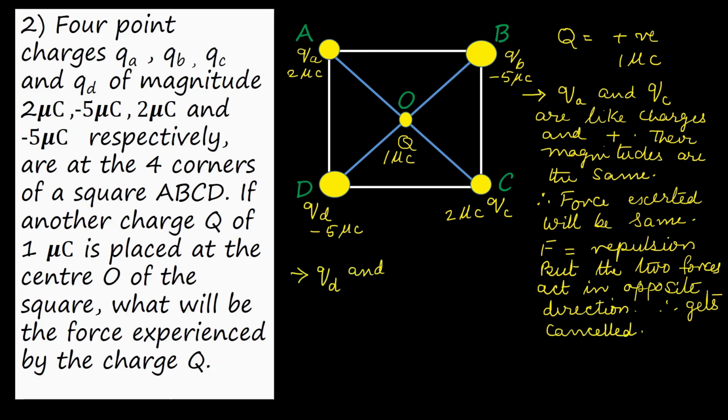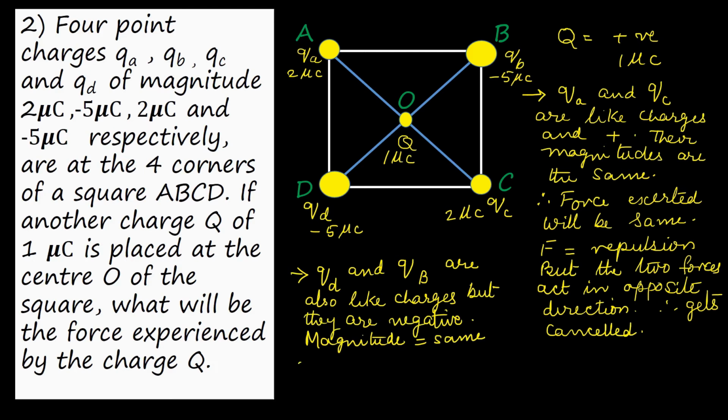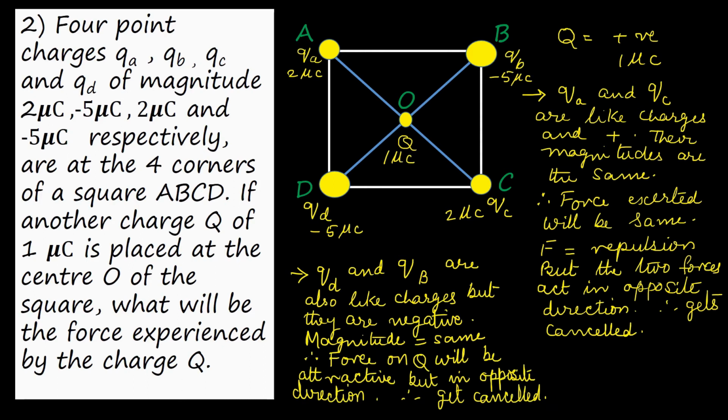Now consider the other two charges QD and QB. They are also like charges, but they are negative. Their magnitude also is same. Q is positive, QD is negative, QB also is negative. So the force exerted by them on Q will be that of attraction, but in opposite direction. So the force due to QB and QD also get cancelled.